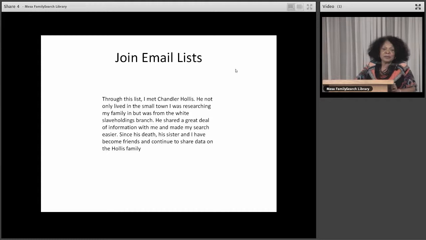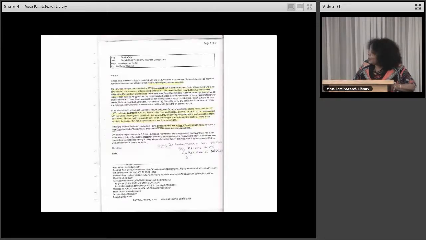Join email lists. Get your names on those lists. Through this list, I met Chandler Hollis. He not only lived in the small town I was researching my family in, but was from the white slaveholding branch. He shared a great deal of information with me, made my search easier. Since his death, his sister and I have become friends and continue to share data. When I go to Mississippi now, I stay with Kay. And then we run the 14 miles across the line to Alabama to the courthouse. And here's his letter.